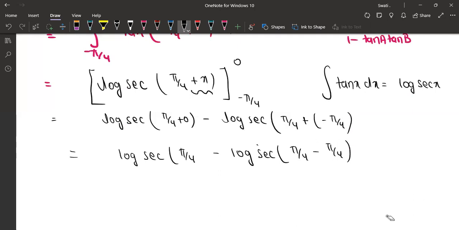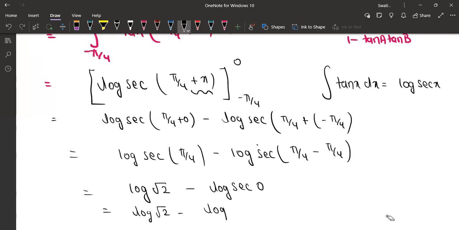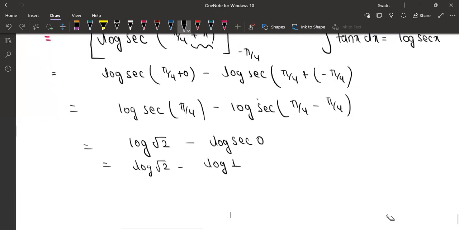And now simply this will become log, the value of sec pi by 4 is root 2, right? Because cos pi by 4 is 1 upon root 2 and cos and sec are inverse. So it is root 2. So it is log root 2 minus, this will become log sec of pi by 4 minus pi by 4, that is 0. Now, this is log root 2. But what is the value of sec 0? The value of sec 0 is 1. So it will become log 1. Because cos 0 is 1, so sec 0 is also going to be 1 by 1, that is 1 only, right?